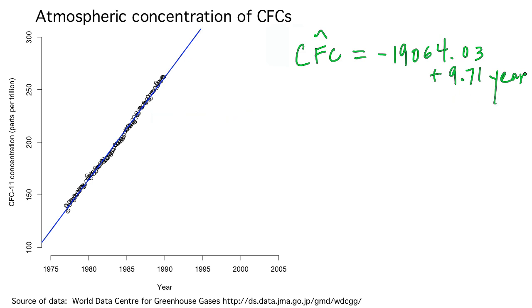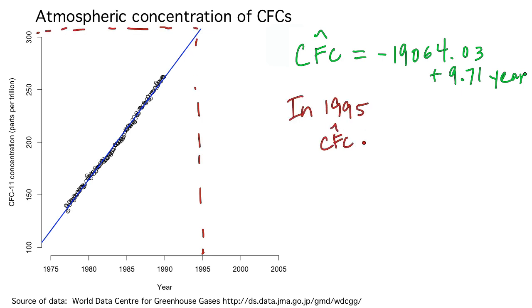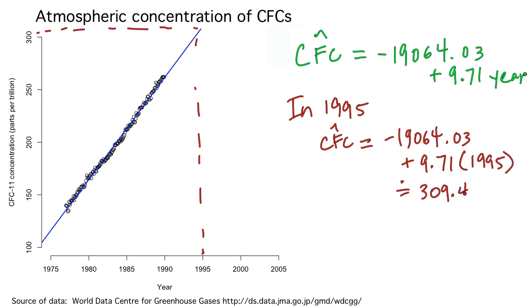We can also use regression lines to make predictions. Suppose we wanted to predict the CFC concentration in 1995, say. So we could plug 1995 into our fitted equation and then predict that the concentration in 1995 would be about 309 parts per trillion. However, we might not be willing to trust this prediction because 1995 is 5 years outside the range of our data.